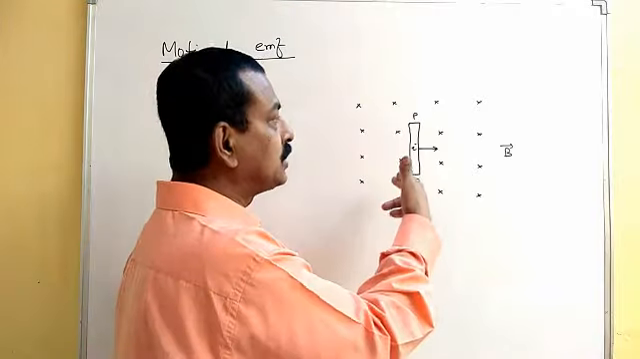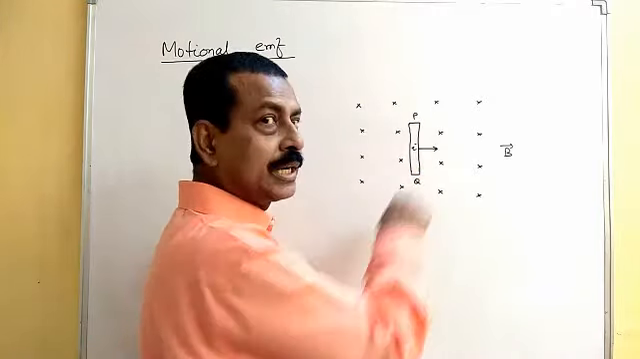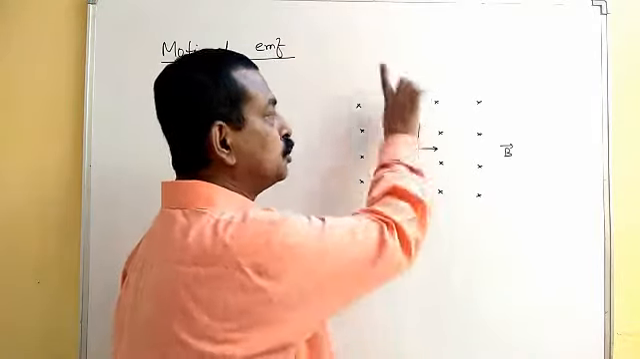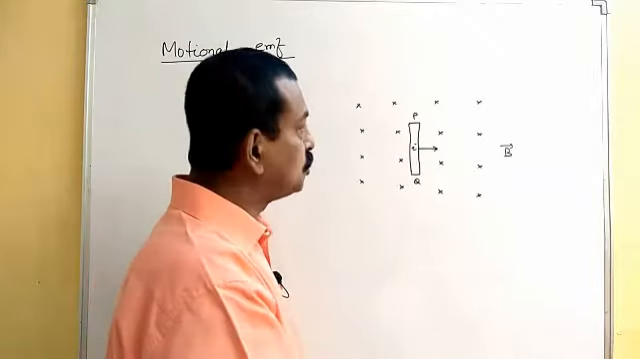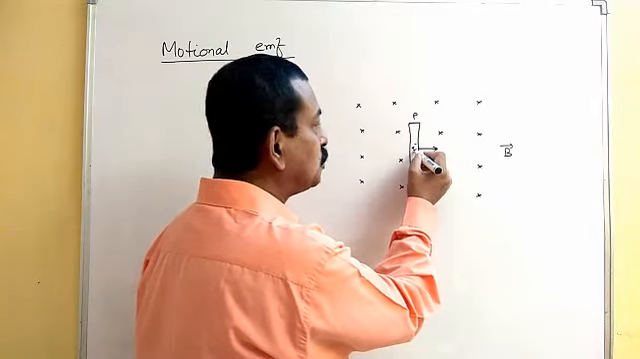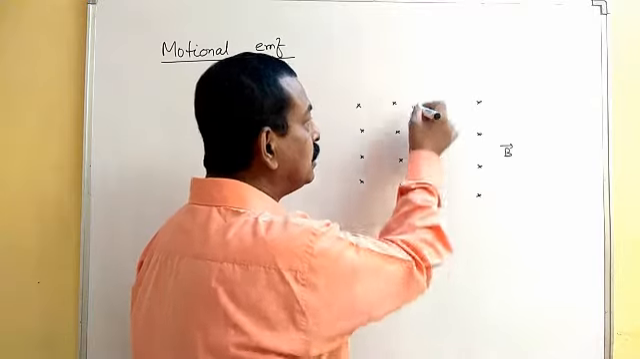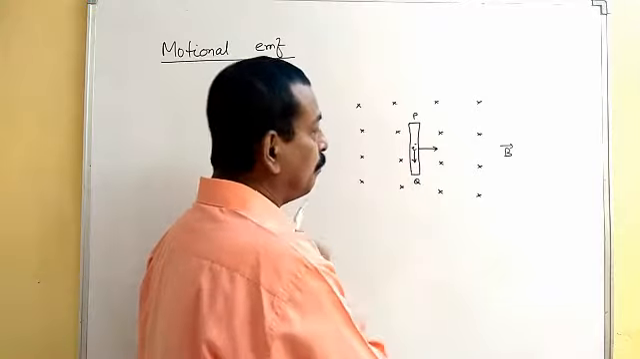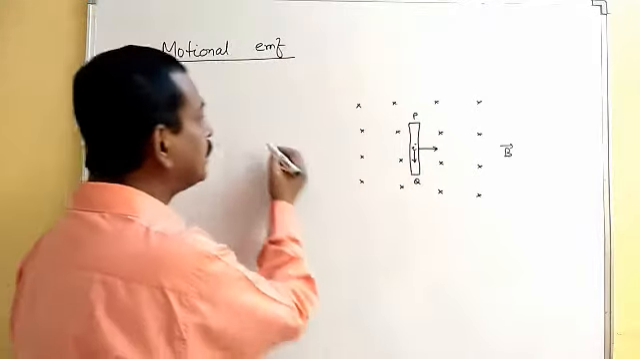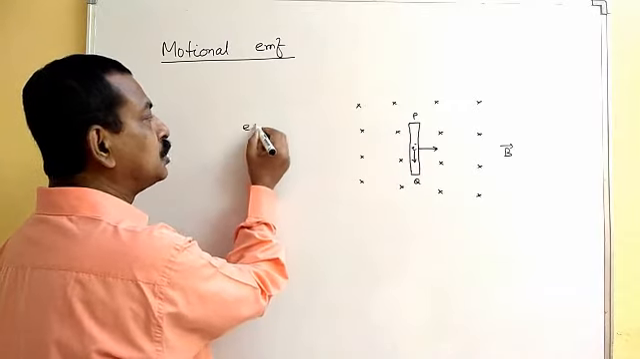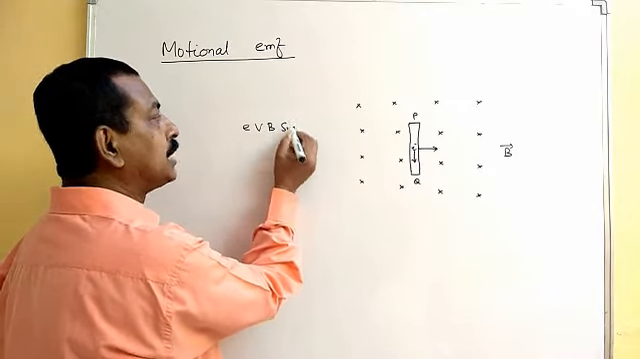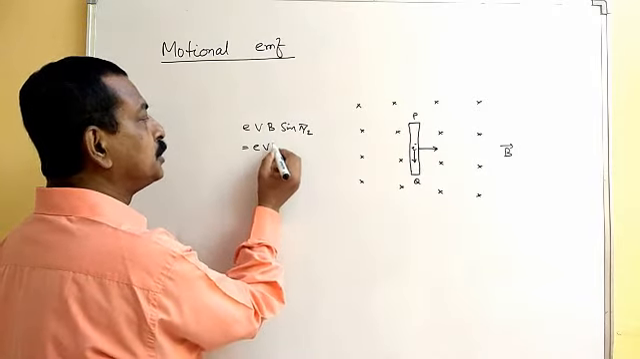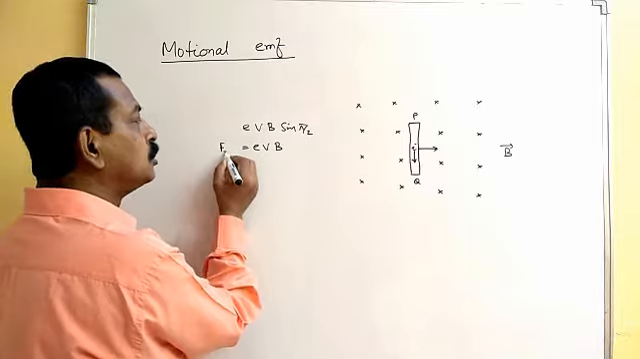Because the magnetic field is into the plane and velocity is in this direction, the direction of force on a positive charge will be Q to P. But since we have electrons here, they will experience a force in the direction P to Q. And the magnitude of the force is easily obtained: F equals eVB sine theta, and this is sine 90, so it is eVB. This is the force due to the magnetic field.